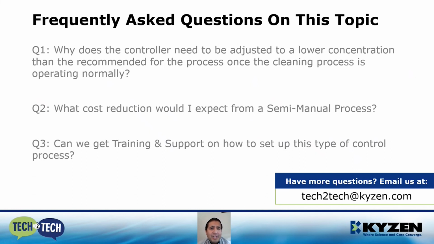Now, the second question is, what cost reductions would I expect from a semi-manual process implementation, right? This is an interesting question compared to a 100% manual application. You could expect to see a reduction of hidden expenses. For example, use of extra chemical in your process due to chemical mishandling by the operator.